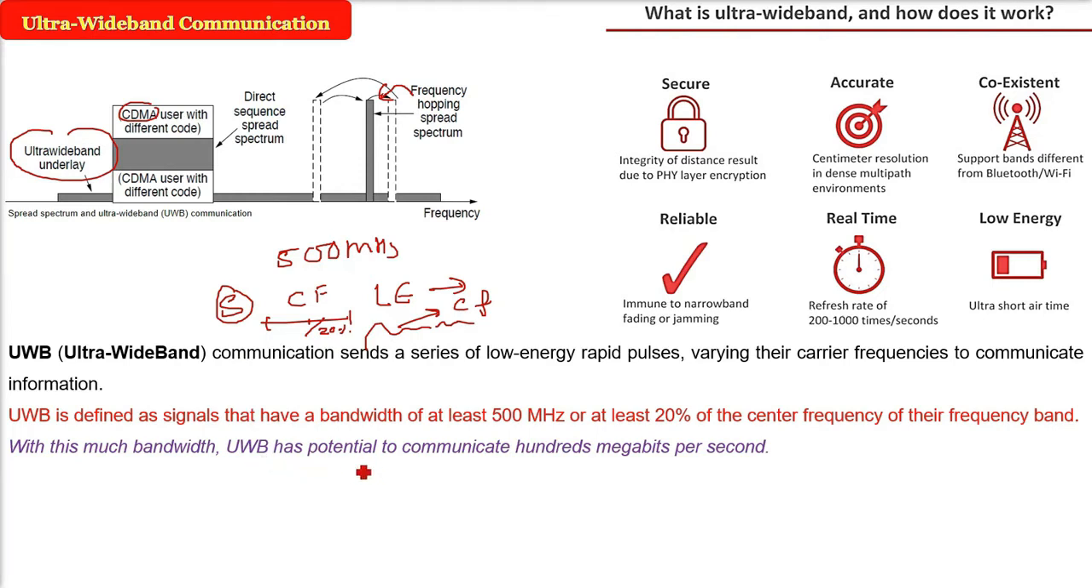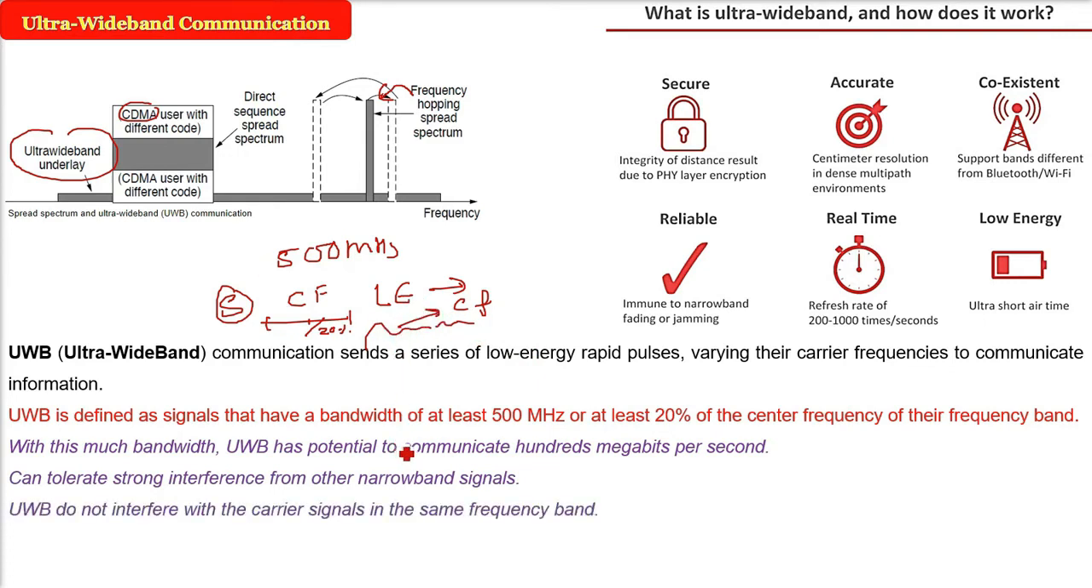So with this bandwidth, this UWB or ultra wide band has a great potential to communicate hundreds and hundreds of megabits of data per second. This is how it works. It can tolerate strong interference from other narrowband signals, and UWB doesn't interfere with the carrier signals in the same frequency band. This is the whole concept here.